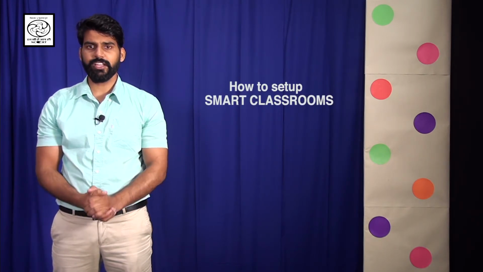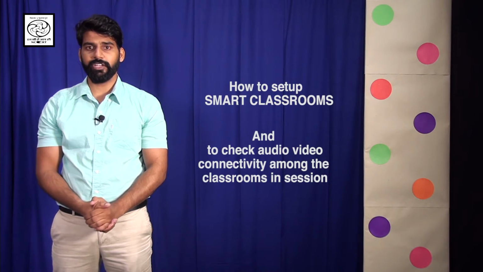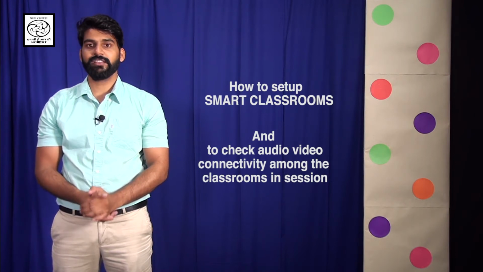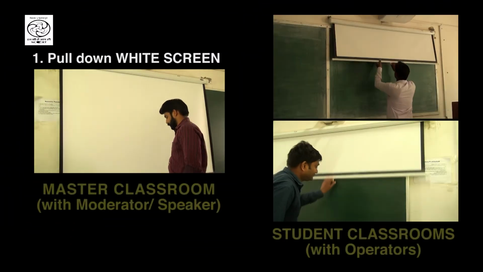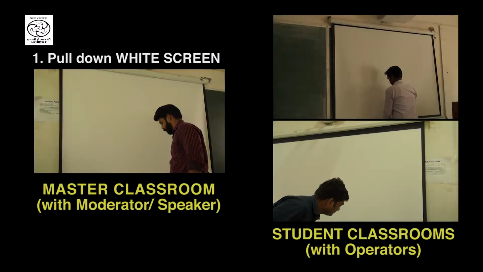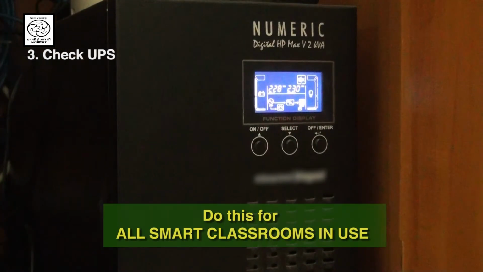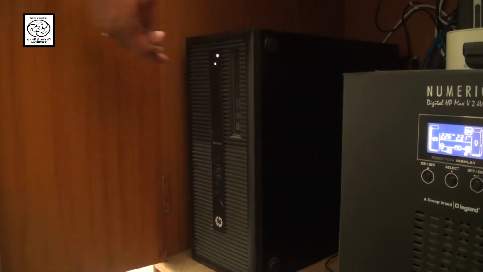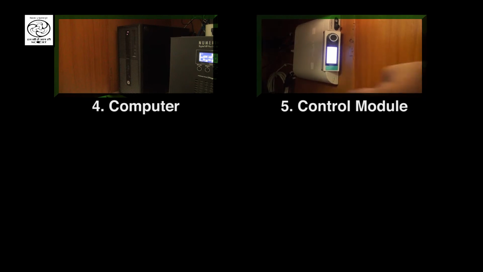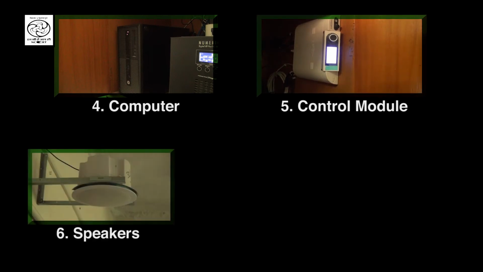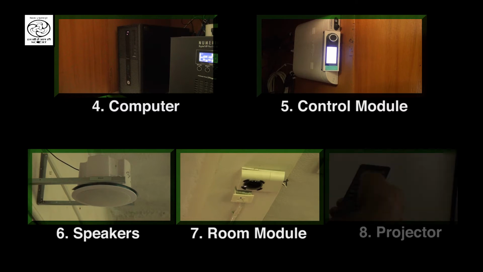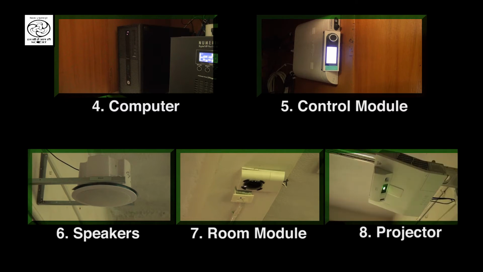Now let us have a look at the necessary setup you and the operators have to do, and to check the audio video connectivity among the classrooms before the students gather. The first step is to pull down the white screen and open the podium lock. UPS is programmed to be switched on during office hours, but for any reason if you find it is not on, please do the same before you start anything. Switch on the computer, switch on the control module. Once you switch on the control module, the speakers and room module will start automatically. Switch on the projector using the remote.